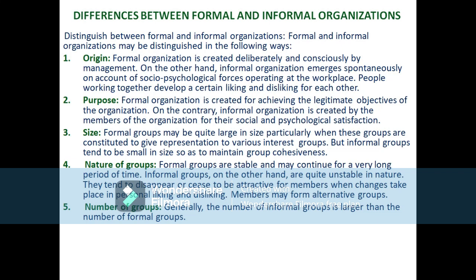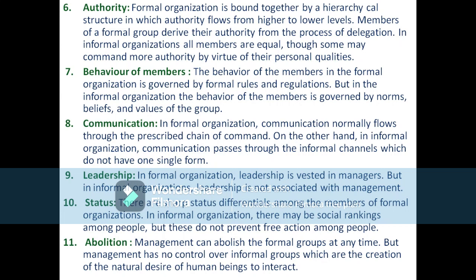Coming to number of groups. So what is number of groups? Generally the number of informal groups is larger than the number of formal groups. Informal groups are larger in number because certain sections of people, depending upon the similarities of attitudes and values, will form a group. For example, in the HR department, some 5 to 6 people working there may form an informal group. Coming to the marketing section, some 6 to 7 members may form another informal group. Likewise, in the total organization, different informal groups can be seen. But it is not like that in a formal organization.